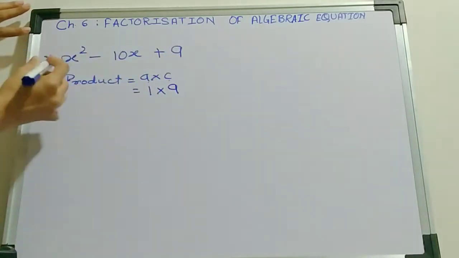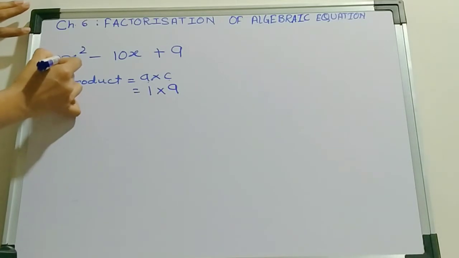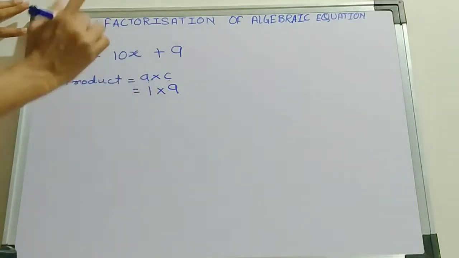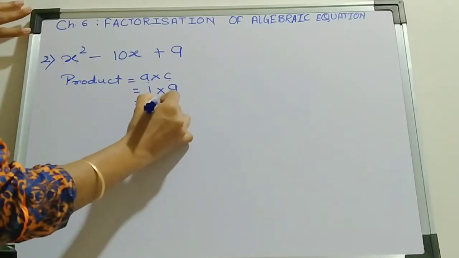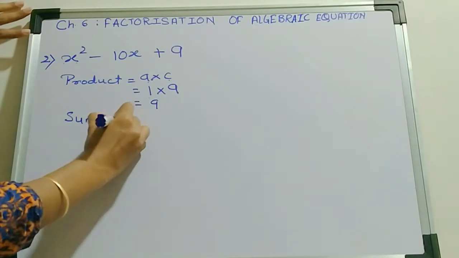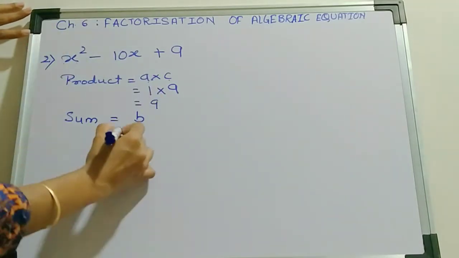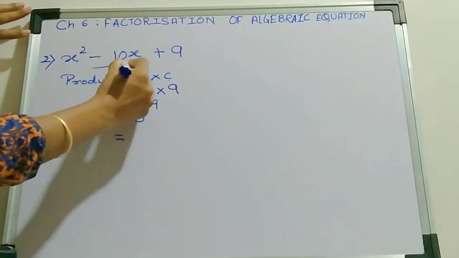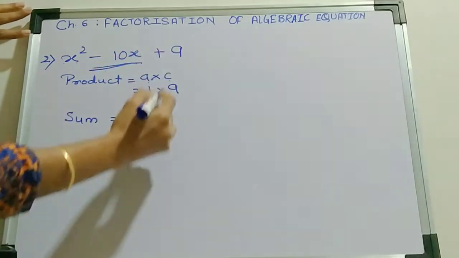Okay, a is the coefficient of x square. So here I can see only 1. Nothing is written, means it is 1. So the product value should be 9 and the sum should be the b value. Okay, so what is b in this case? That is the middle term. So the b value is minus 10.